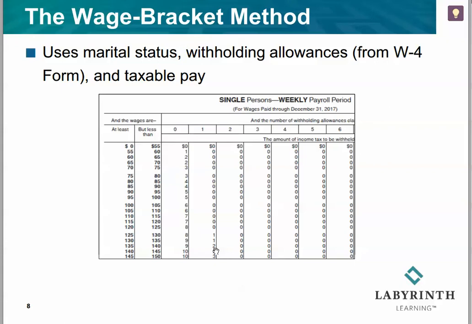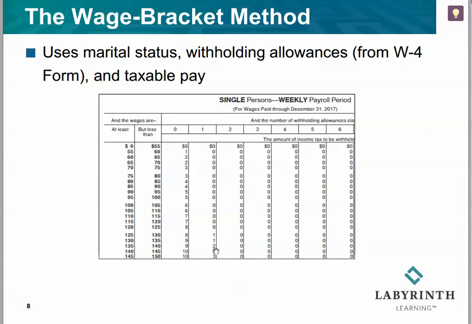Let's say that we had a person who made $500, and they have 4 withholding allowances. So we're going to go down to the 500 to 510. Go over to the 4 column. Looks like $15 gets withheld from them. So it's pretty easy to use this wage bracket method.